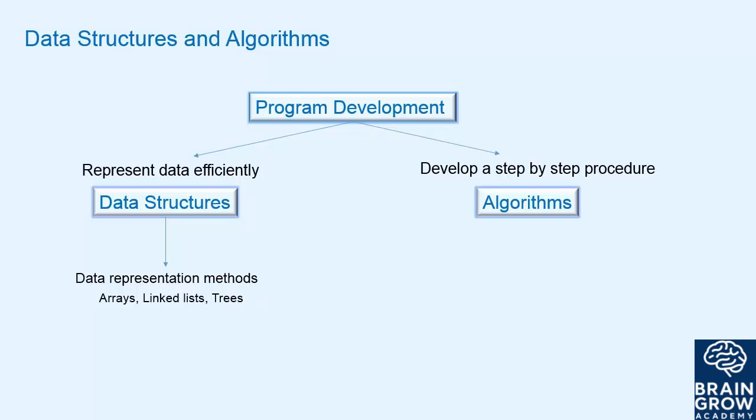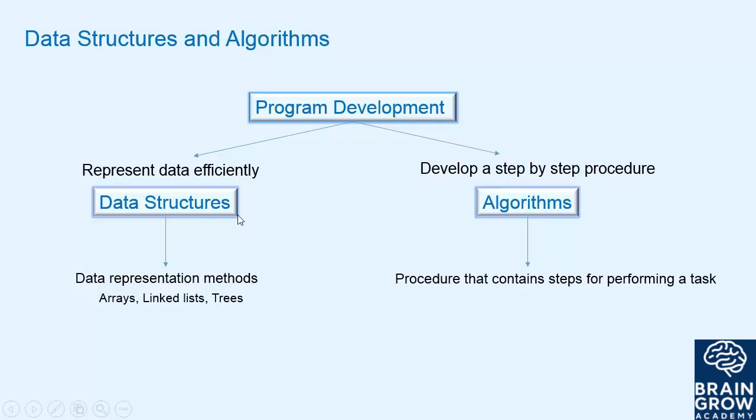Learning about different data structures is very important because the choice of proper data structure can greatly affect the efficiency of our program. Now let's come to algorithms. An algorithm is a procedure that contains well-defined steps for performing a given task. So basically an algorithm specifies step-by-step instructions for solving a problem or performing a particular task.